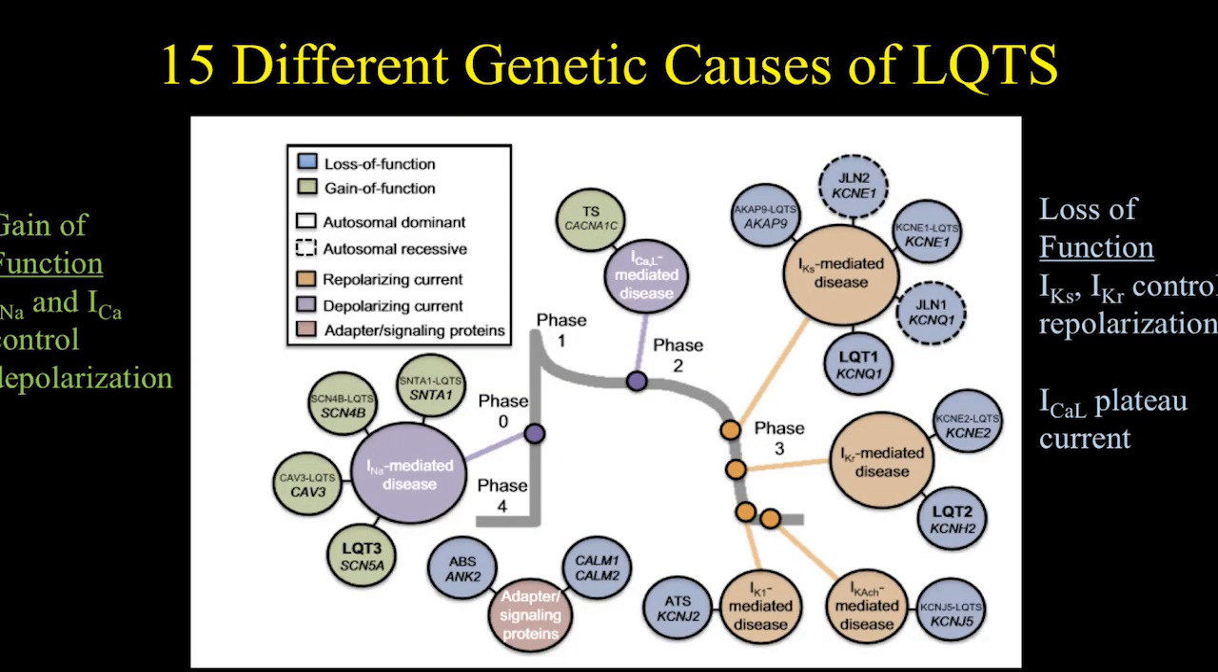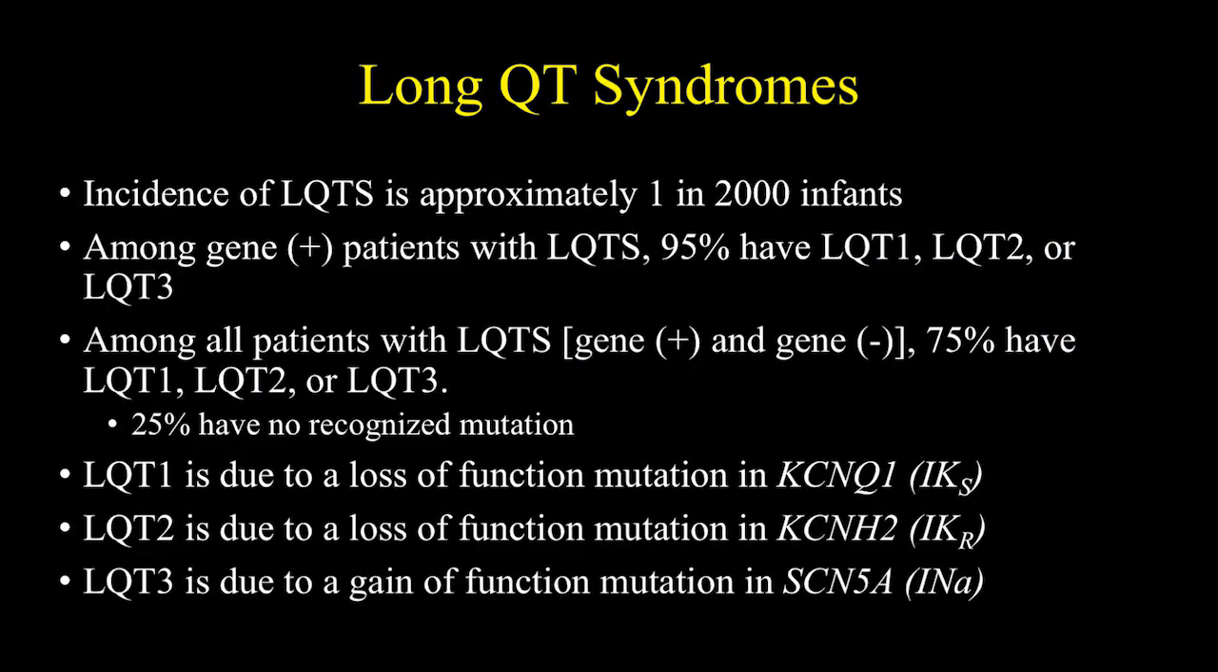The mutations that we see in long QT syndrome are either gain of function mutations with inward currents, so a gain of function of inward sodium current or inward calcium currents, and these are in green here, or loss of function mutations in the outward repolarization currents, so IKs, IKr, and sometimes the L-type plateau current. These are the mutations we see. But of these, the ones that we see most commonly would be IKs, IKr, and the inward sodium current. So let me show you what those are.